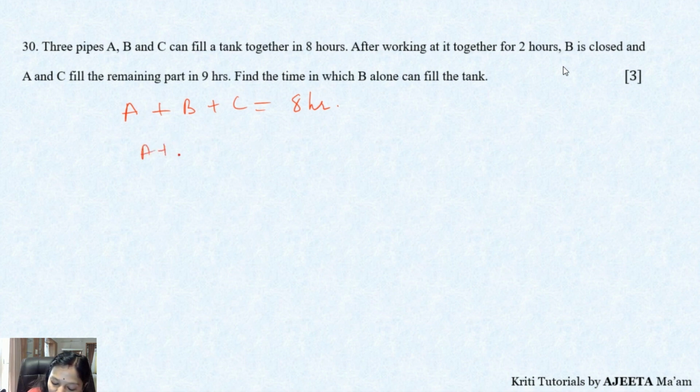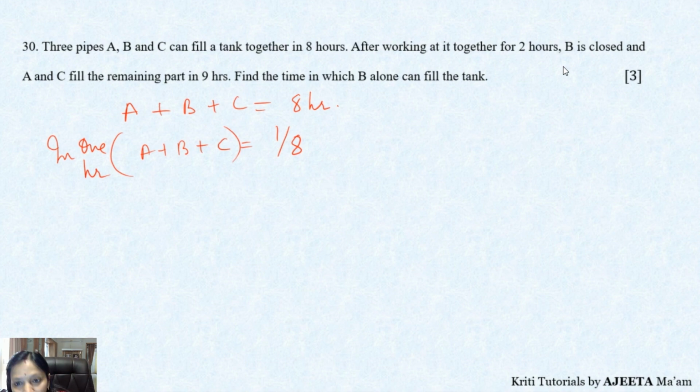So A, B, C together in 1 hour will fill how much of the tank? 1/8 tank will be filled. Now after working together for 2 hours, you have to find how much they filled in 2 hours. In 2 hours they will fill 2/8, that is 1/4 tank.